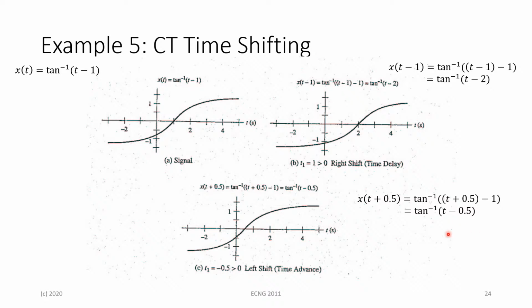Let's say we wanted to shift our signal to the left instead. In that case, instead of t minus 1, the end result is going to be t minus 0.5. This comes from adding 0.5 to our original signal. As such, instead of the intercept being at 1, our signal shifts by 0.5 to the left. And because of this positive 0.5 here, this is referred to as a left shift or a time advance of our signal.